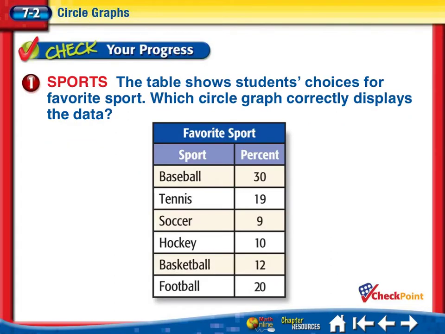Okay, take this table that shows students' choices for favorite sports and sketch a circle graph to display this data correctly. Remember to give it a title, to put the percents by each section of the graph, and what that percent pertains to.